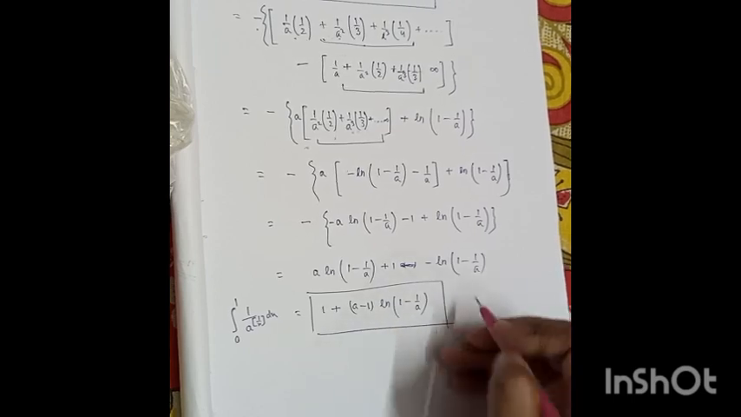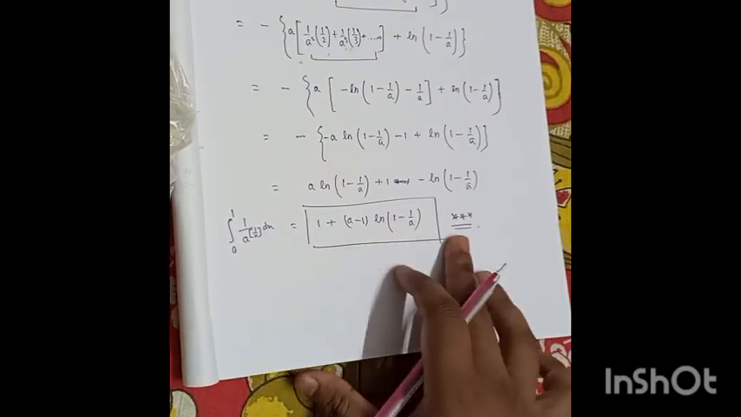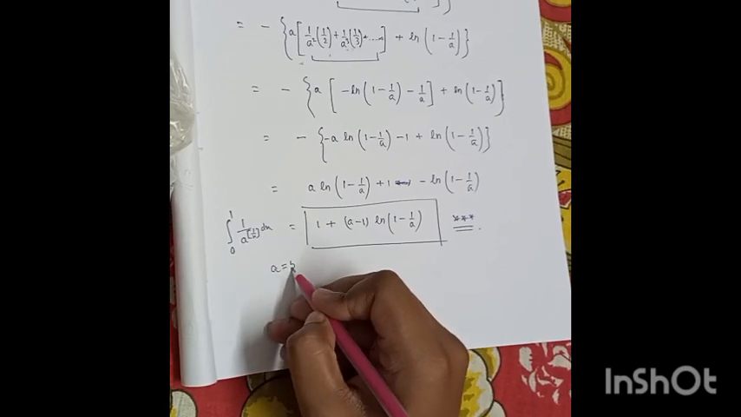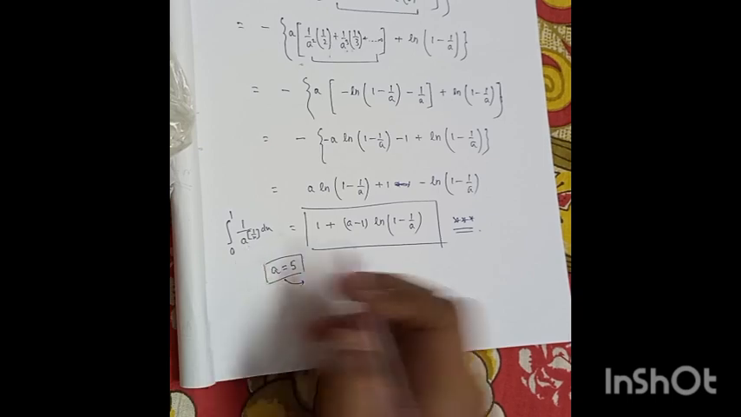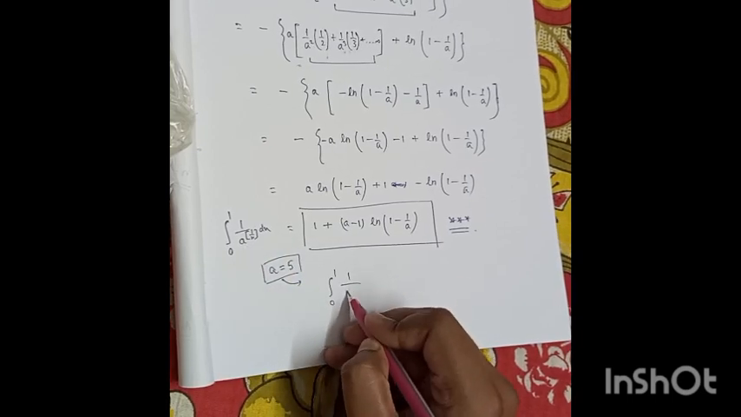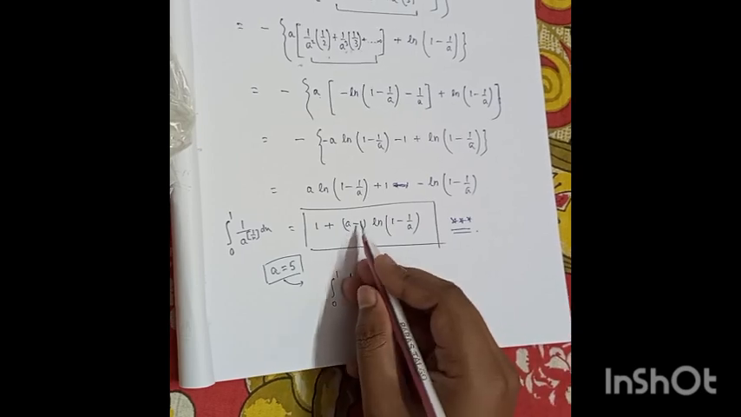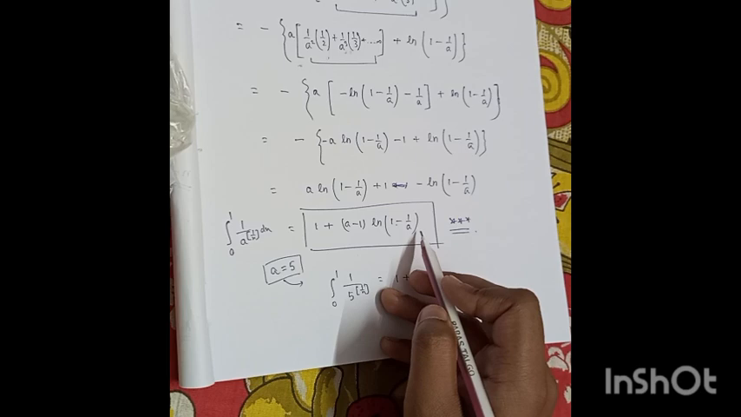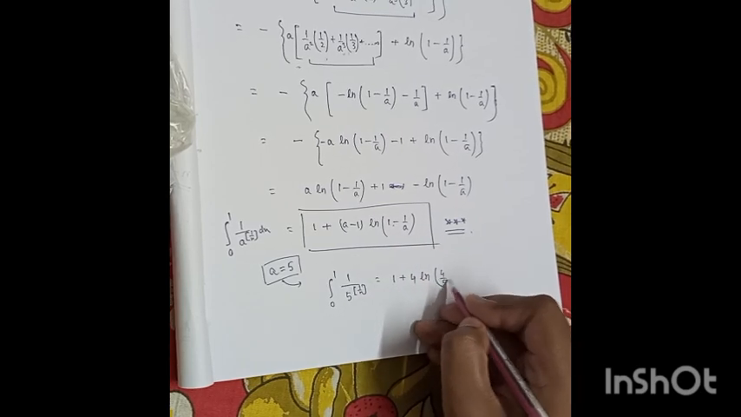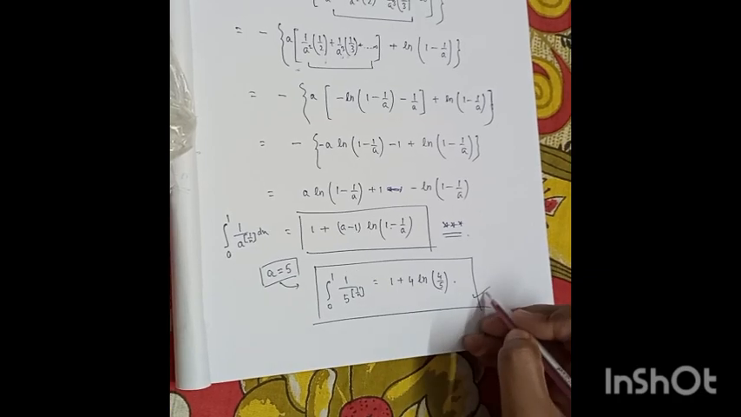So you can remember this as a formula. So if we put a equal to 5, then we will get our required answer. So if we put a equal to 5, then it becomes 1 plus 5 minus 1, so 4 log of 1 minus 1 over 5, so it is basically 4 over 5. So this is our required answer.